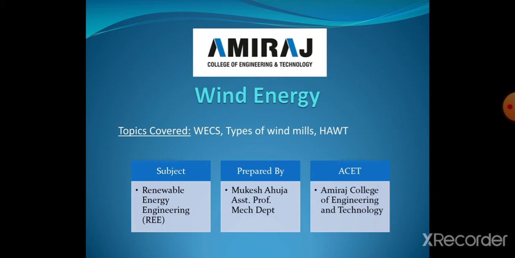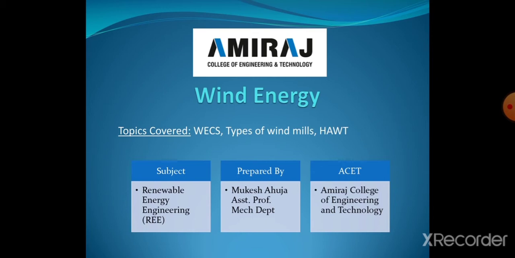So in today's lecture we are going to see WECS, that is wind energy conversion system. So what is wind energy conversion system? A system which converts the wind energy into the required electrical energy is called a wind energy conversion system. So we are going to study a block diagram of this system, which are the equipments that are required for converting the wind energy into electrical energy.